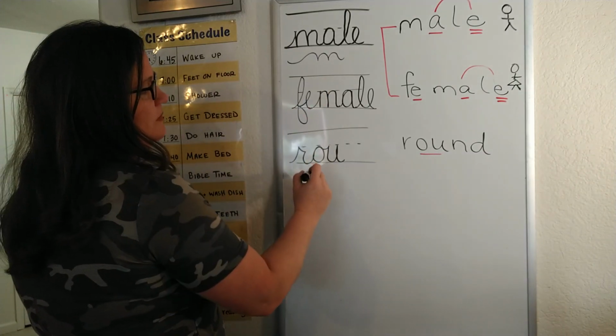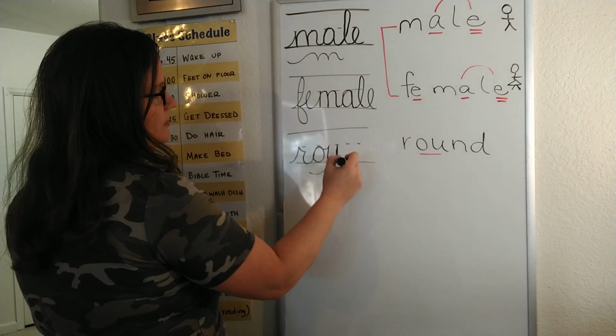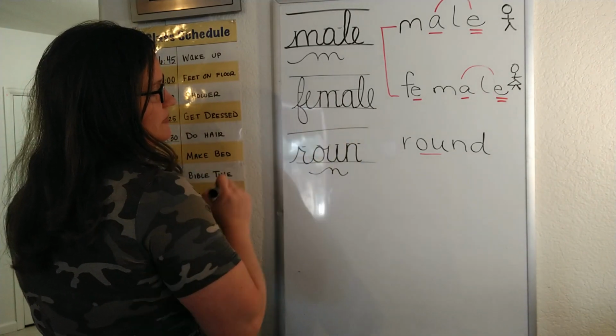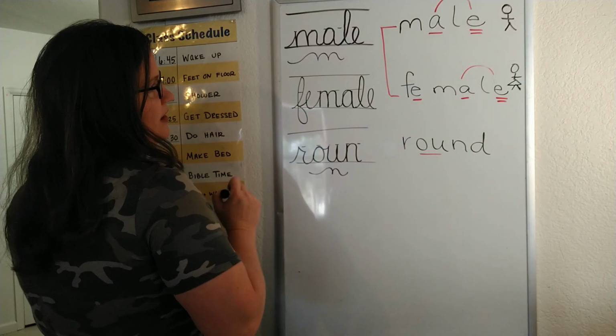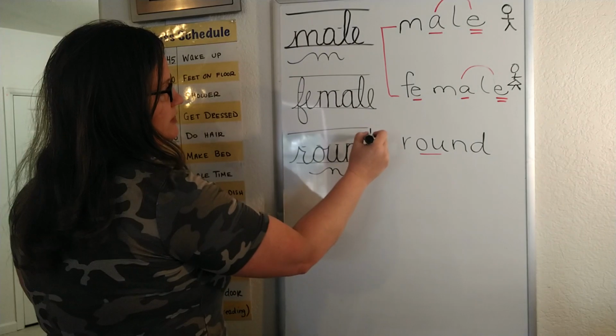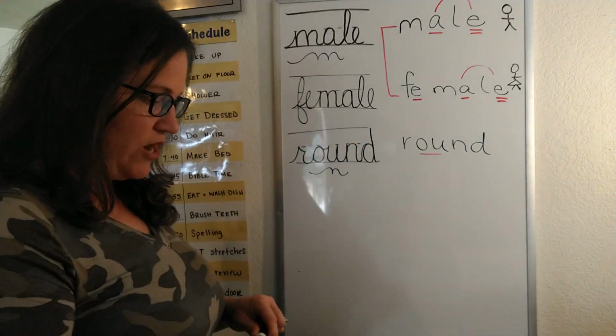Your N can be a bump letter if you want to, but I'm going to stick with an uphill. So uphill to midline, straight to baseline, bump at midline, back to baseline, and a tail. And our D is a clock letter. Stop at 2 o'clock, come back around, straight to the top, back to baseline, and a tail. Round.